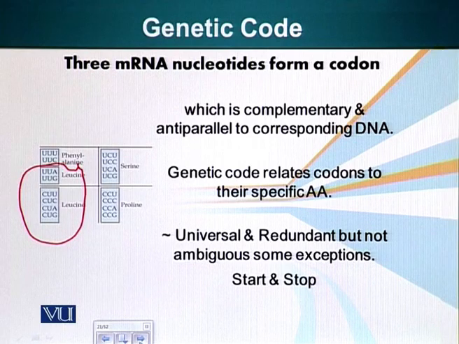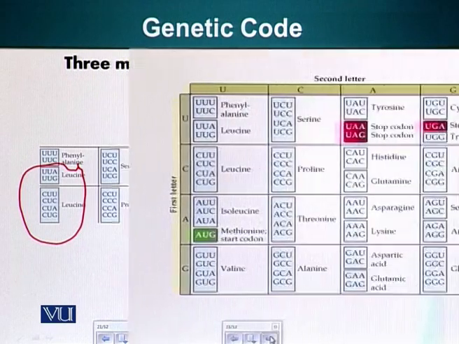By ambiguous, I mean that sometimes a codon would specify leucine, sometimes it would specify serine, sometimes it would specify proline. That doesn't happen. It is redundant but not ambiguous. It is always specific. There's also start and stop codons.